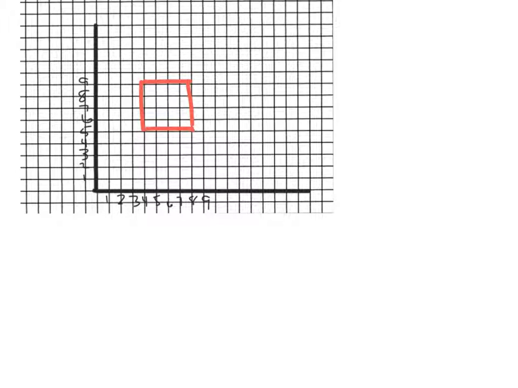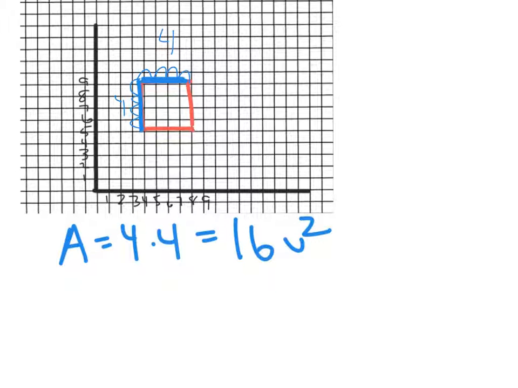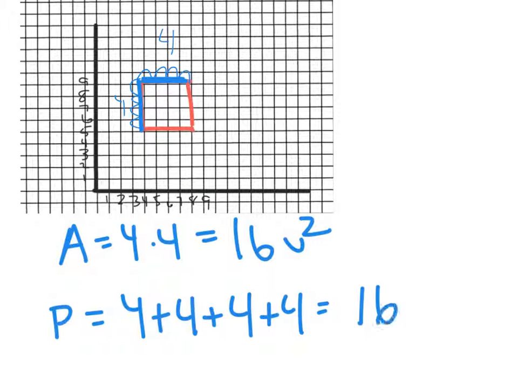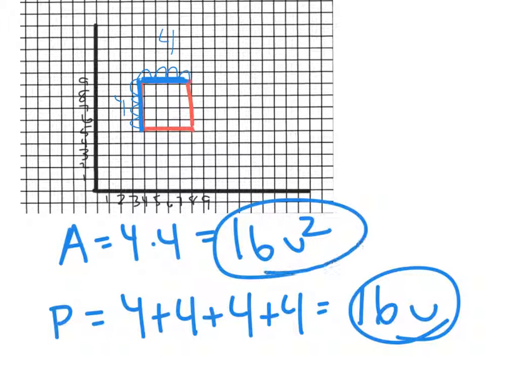So for a square, you're doing the same thing. Length times width. So you have to count boxes again. You'd have 1, 2, 3, 4. 1, 2, 3, 4. So the area of this square is 4 times 4, which equals 16 units squared. The perimeter, since you know every side is 4, you're going to get 16 units. So area and perimeter are the same in this case.